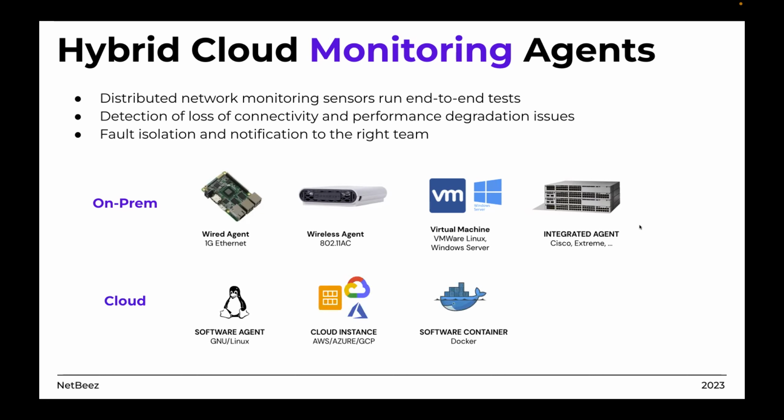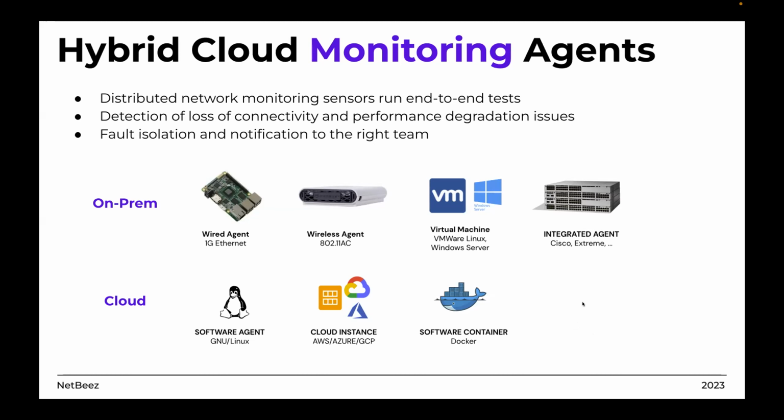For the cloud, we have different deployment options. We can deploy a NetBeez agent in the cloud via a software agent. We support Debian or Ubuntu, for instance. You can deploy a cloud instance. We have a predefined AMI for AWS, and for Google and Azure, we have a similar template. And then we also have a software container, which is another opportunity to deploy NetBeez in the cloud, but also on-prem in some situations. So the nice thing is that extending your monitoring beyond your premises is very easy, very simple, and almost seamless from a monitoring perspective.